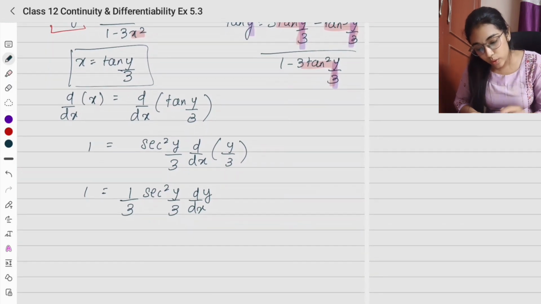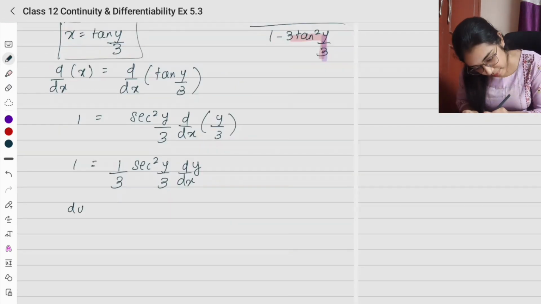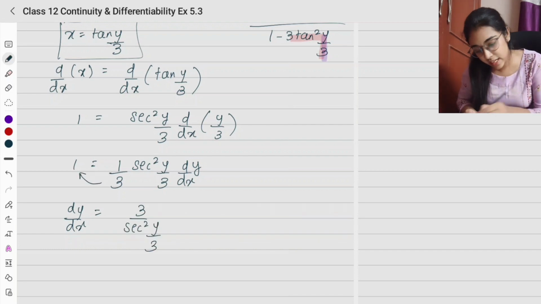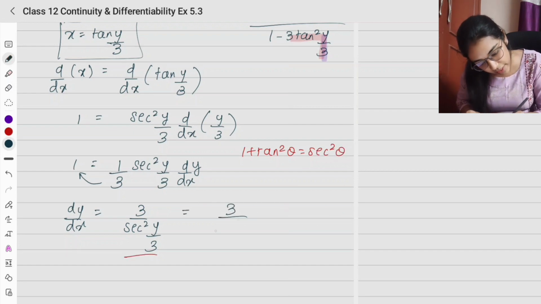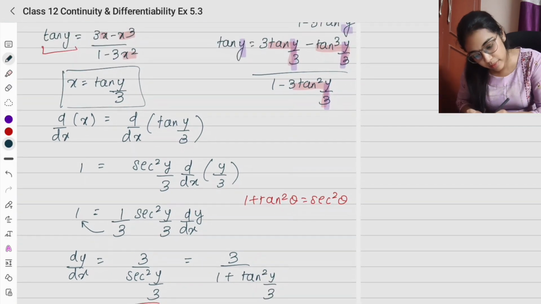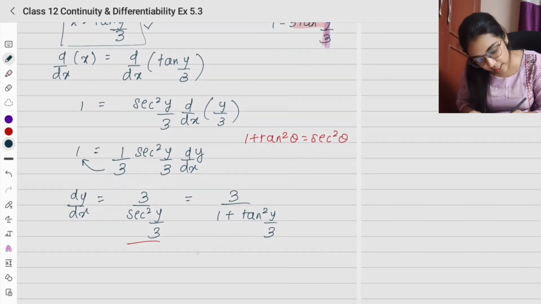Okay. Now what happens to my final answer? dy by dx is going to be, taking the 3 to this side, 3 divided by secant square y divided by 3. What relation do we know between secant and tan? I have 1 plus tan square theta equal to secant square theta. So can we write this secant in terms of tan? So I can rewrite this as 3 divided by 1 plus tan square y divided by 3. But what is my tan y by 3 from here? It is simply x. So rewriting, I'll have 3 divided by 1 plus x square. So this is my dy divided by dx.